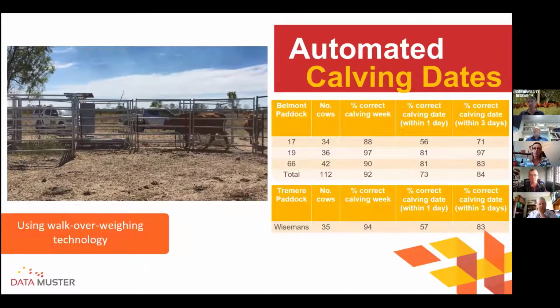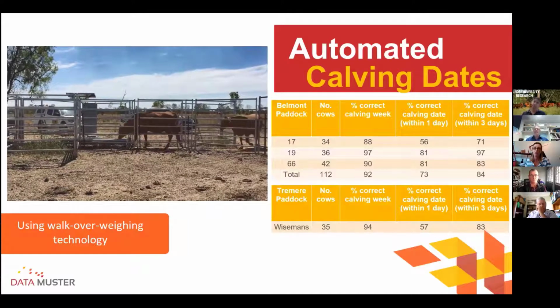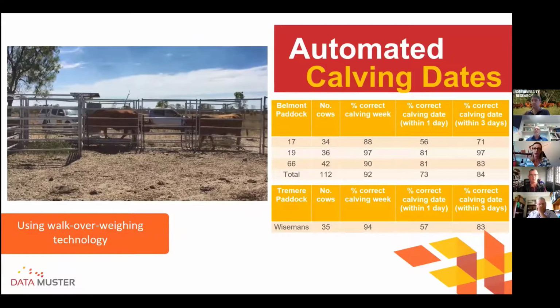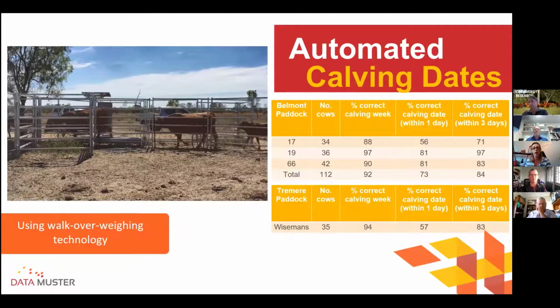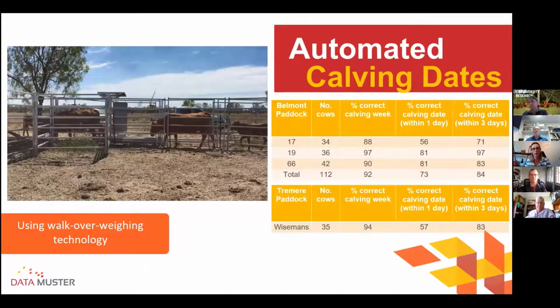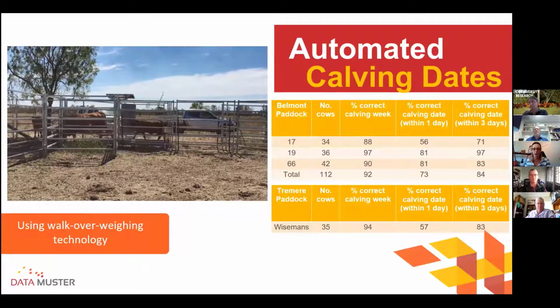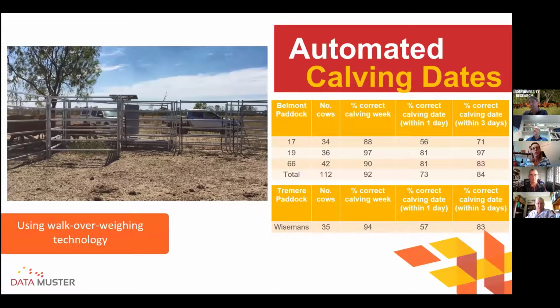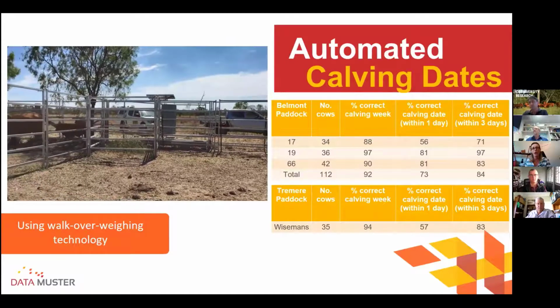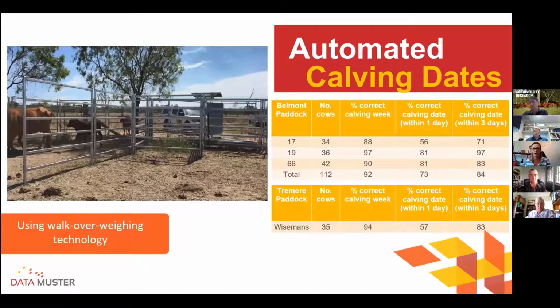Generally, the algorithm will detect calving a day or 2 after a cow has calved, depending on how soon after calving she returns to the walkover weighing unit. It is the cow's first weight record after she calves that demonstrates the post-calving weight loss and signifies to us that a calving event has occurred.